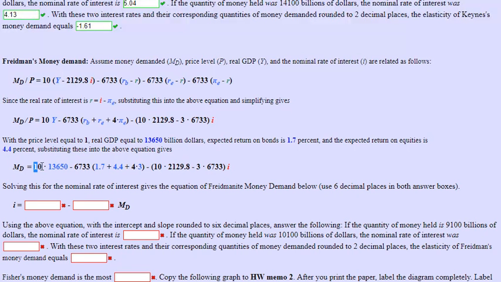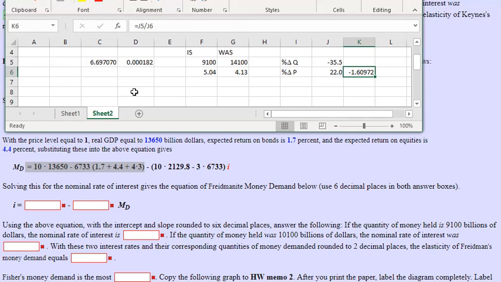So what I'm going to do is I'm going to copy this value. I'm going to copy all of this into Excel. This right here is the intercept of an equation in money demand. So I'm going to copy and paste that into Excel. I'll put it right here.